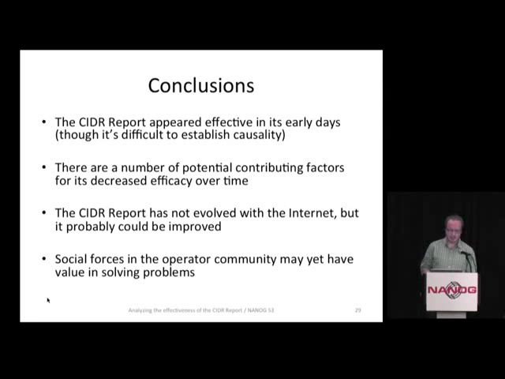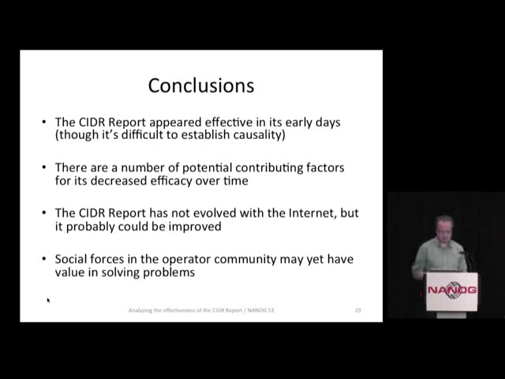And so finally, to conclude, just to recap everything I've talked about: the CIDR report seemed to be effective in its early days. It's hard to tell with causality to say that yes, the CIDR report was the cause of this change, but there was a behavior change associated with the ASes appearing on the CIDR report. This seemed to change over time, and as I mentioned, there's probably a number of reasons why, probably related to the change and evolution of the internet over time. The CIDR report, in contrast, hasn't evolved, which is fine, but if we wanted to improve it, we probably could by focusing on different kinds of behavior.